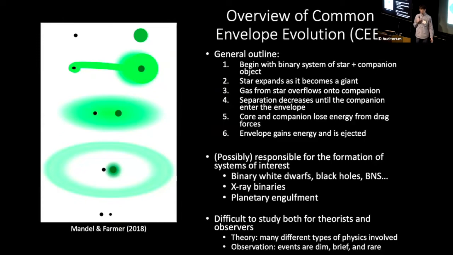This process is thought to be responsible for the formation of many systems of interest to astronomers, including basically any close binary including a compact object, as well as planetary engulfment. But this process has evaded study for a couple of reasons. For observers, these events are fairly dim and brief, and for theorists, there are a lot of different types of physics that are thought to be involved in this system.